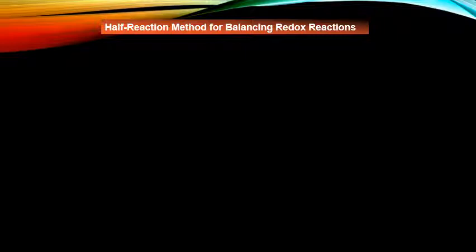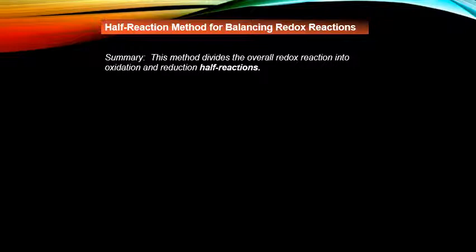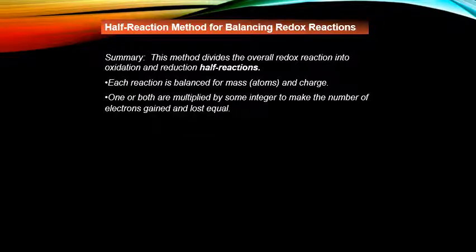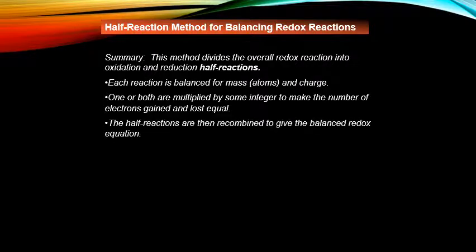So I also want to take a moment to review how to determine the balanced redox reactions from a half reaction method. So this method is going to divide the overall reaction into an oxidation and a reduction half reaction. The half reaction is balanced for mass and for charge. So again, mass in terms of the atoms, but we want to balance it in terms of charge for the flow of the electrons. One or both are multiplied by some integer to make the number of electrons gained equal the number that are lost. The half reactions are then recombined to give the balanced redox equation.